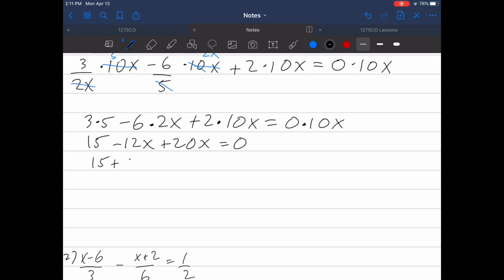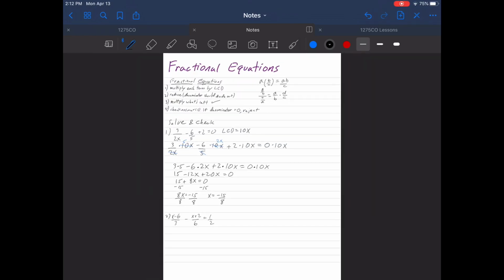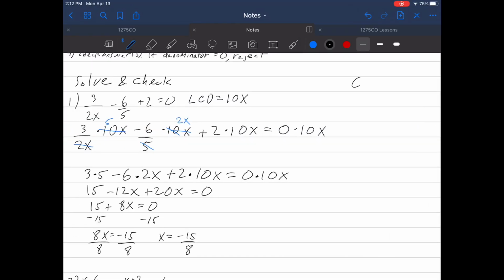And now we have to solve our equation. So 15 plus 8x is equal to 0. Subtract 15 from both sides. 8x is equal to negative 15. Divide by 8, and x is equal to negative 15 over 8.